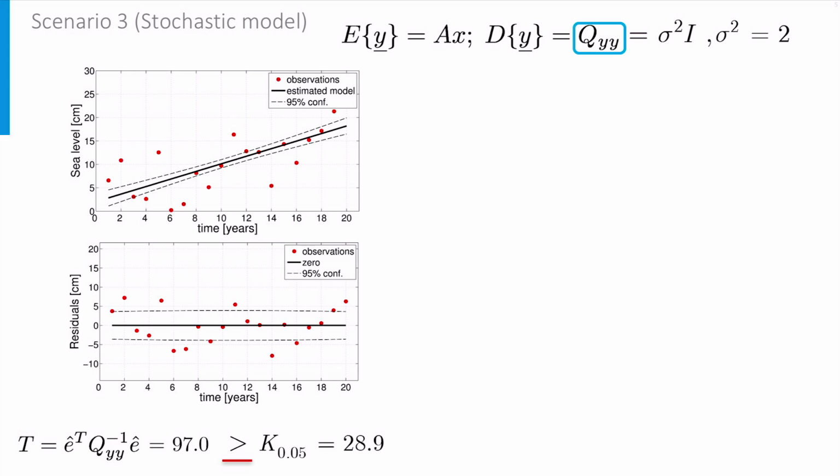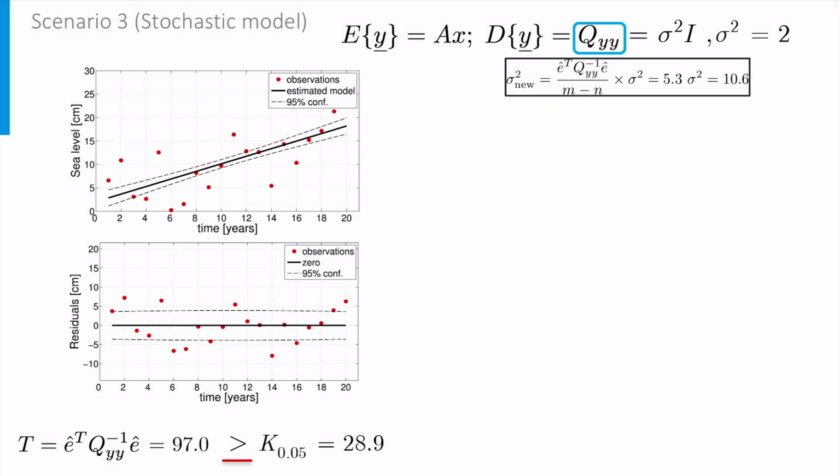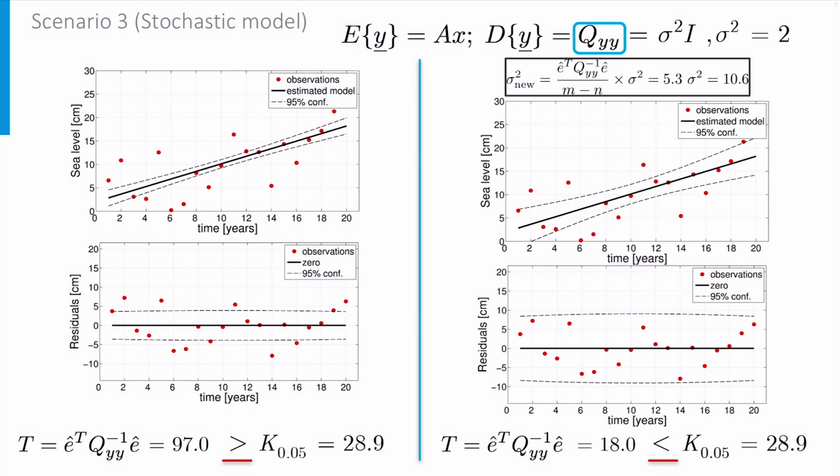Now let's apply BLUE again, but this time with the new covariance matrix. Instead of using the initial assumed variance of 2 squared centimeters, I scale up the covariance matrix by a scaling factor which is computed as the ratio of the test statistic of the first model and the degrees of freedom m-n, resulting in the scaling factor of 5.3. Now, multiplying the initial variance of 2 by the scaling factor of 5.3 results in a bigger variance, in this case 10.6. And now we can see the results. We see that the test has been accepted.